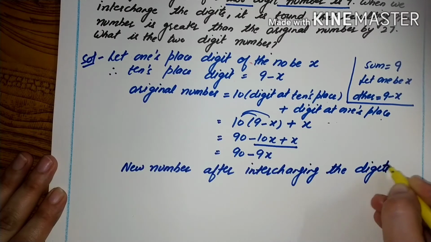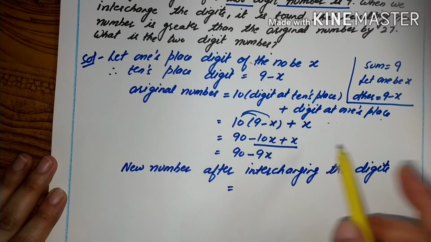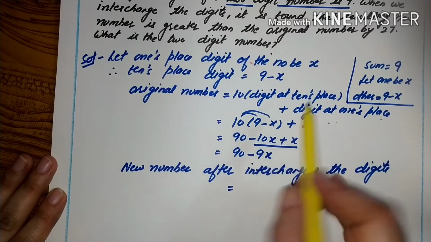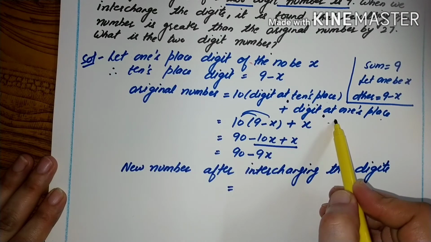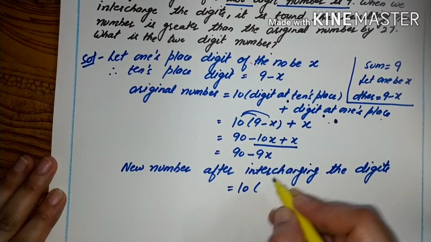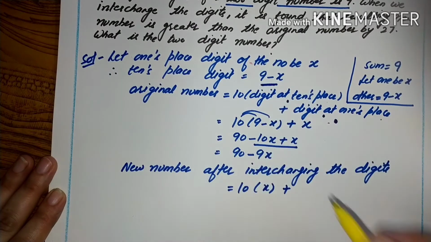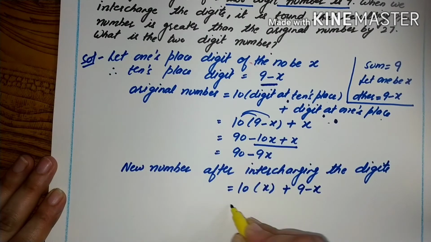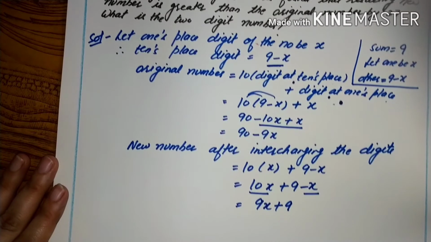After interchanging the digits, what would be the new number? Now what will happen? The digit at ones place will come at tens place, and the digit at tens place will come at ones place. So it will be 10 into x plus 9 minus x. So it is equal to 10x plus 9 minus x. 10x minus x will be 9x plus 9. This is the new number.